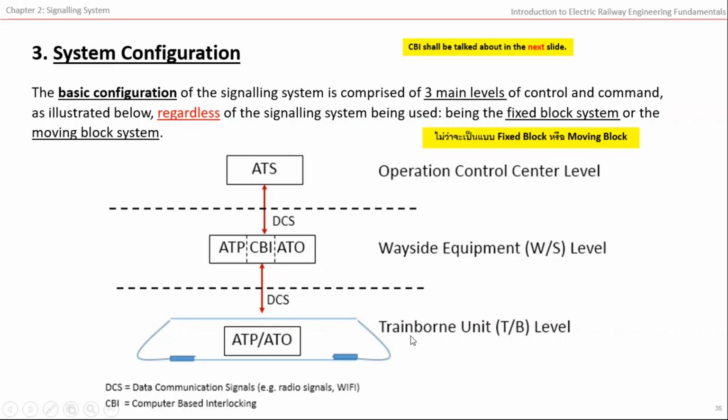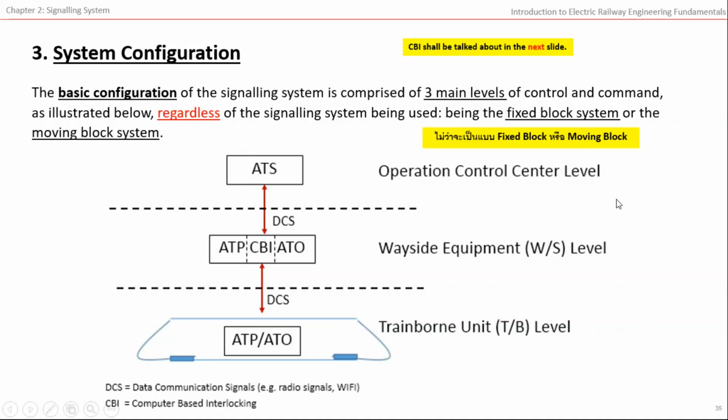First, the train level, we would have signaling equipment on board the train. Then we need a means to transmit the data. We call it data communication signals, which could be radio signals or Wi-Fi signals. And then we have the wayside equipment level. After that, the signal will be sent to the OCC or Operation Control Center level.